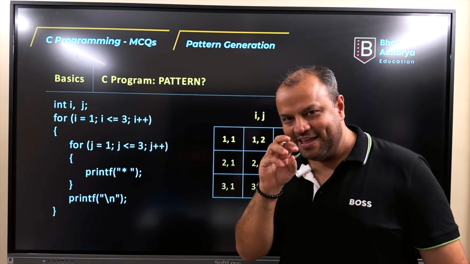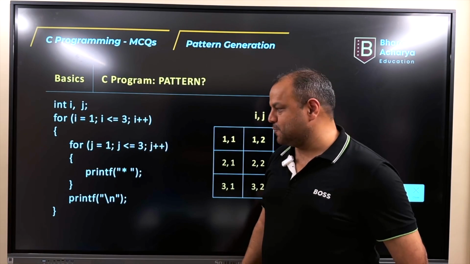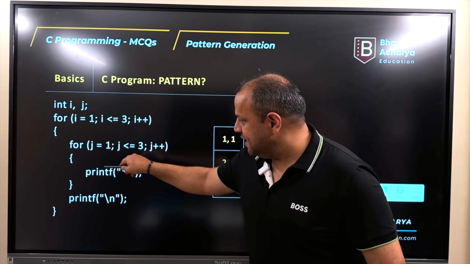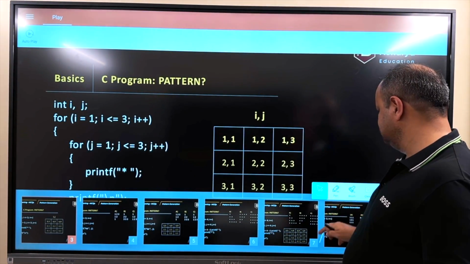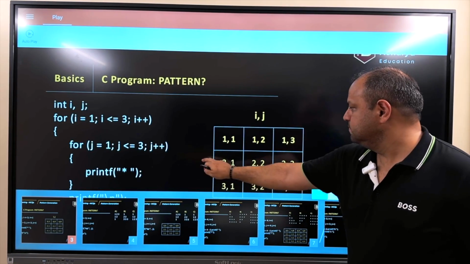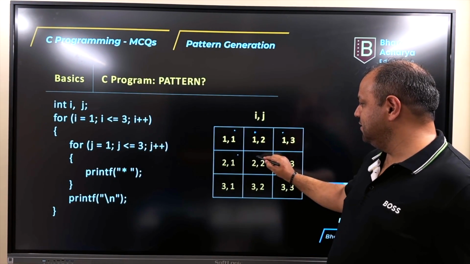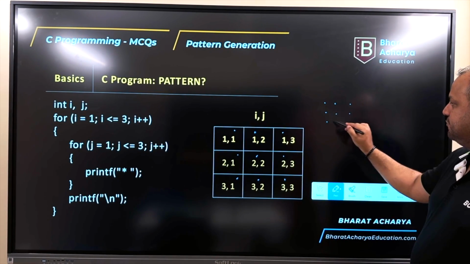And in that, if I don't put any condition, what happens to this program? This program will put a star every time, in every iteration. That means it will put a star here, here. So that means this is the pattern that this program will generate.